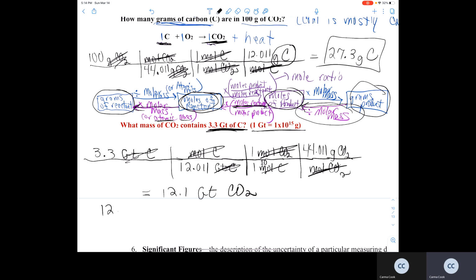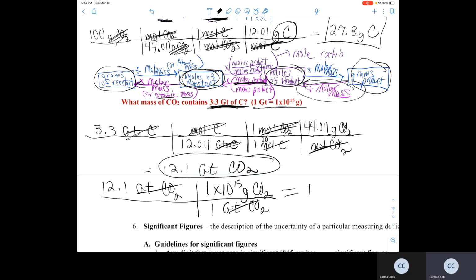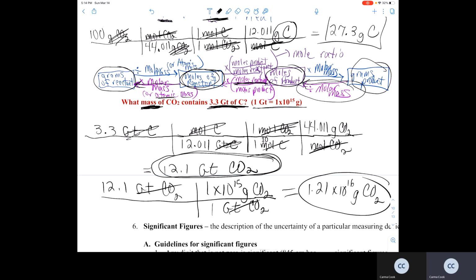Now we can convert this 12.1 gigatons of CO2 into grams of CO2. One gigaton is 1 times 10 to the 15th grams. So that comes up to be 1.21 times 10 to the 16th grams of CO2. So we can give our mass answer in gigatons, or we can give our answer in grams.